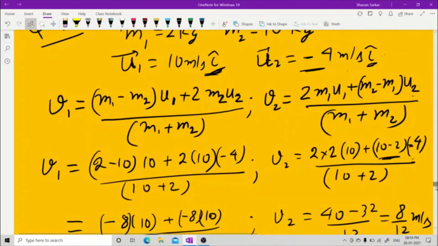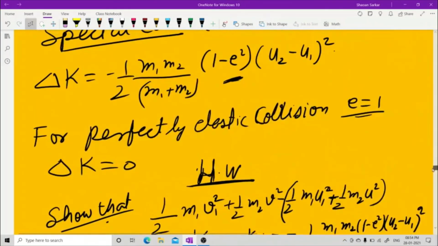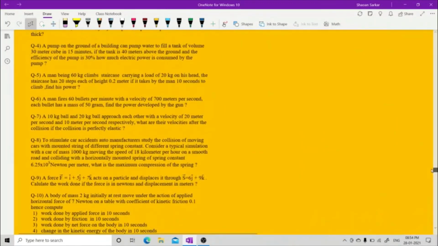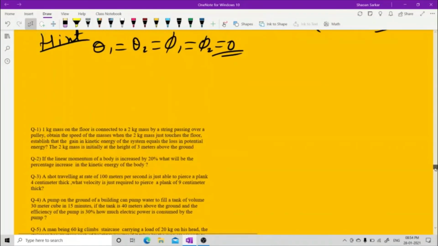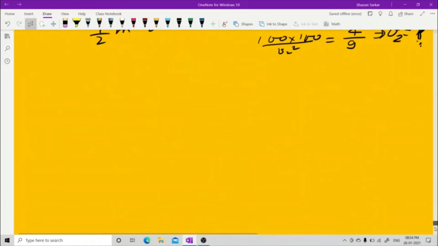Question number 2 is this. If the linear momentum is increased by 20%, what will be the percentage increase in the kinetic energy of the body? Now, this can be done very simply. First, understand a very good relation. Question number 2 is very, very important.